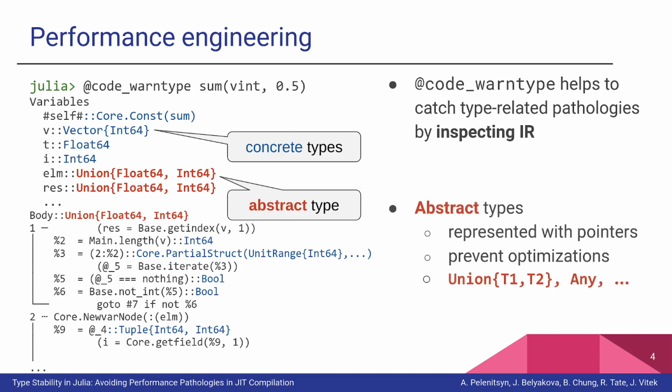On the contrary, abstract types are in bold red. Their representation is hidden behind a pointer, which prevents optimizations and leads to performance issues as we saw in the example. In particular, elm and res have the union, float, and int type, which means either of these two concrete types, int or float, can appear at the runtime. More importantly, this also means a boxed value stored behind the pointer on the heap. This will cost allocations. Technical note, we will use color coding with blue as concrete and good and bold red as abstract and bad for the rest of the talk.